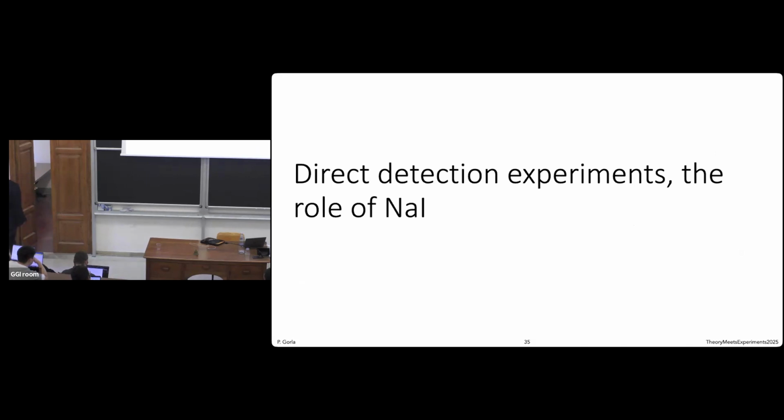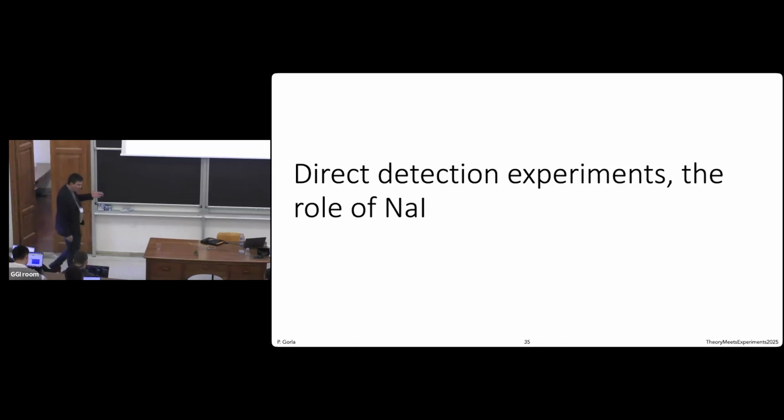Okay, so this was just a short introduction, a recap of many things you probably heard. Now I will say a few words about sodium iodide detection. Sodium iodide is nowadays not the primary way to detect dark matter particles, and I will show you why, but it has a major role in the community because of the DAMA claim of observing dark matter.